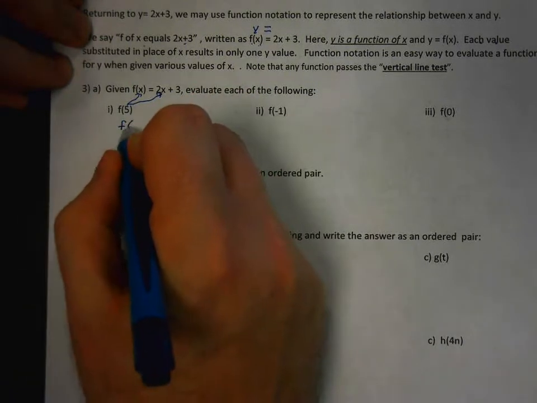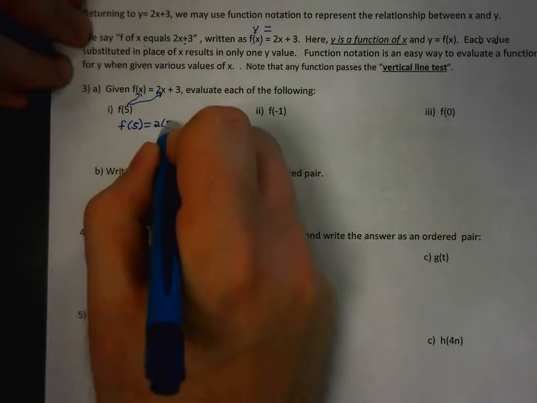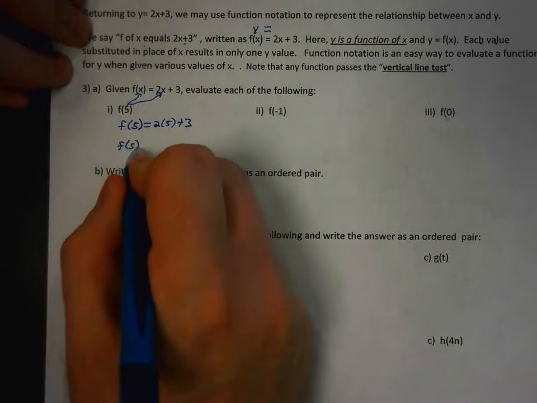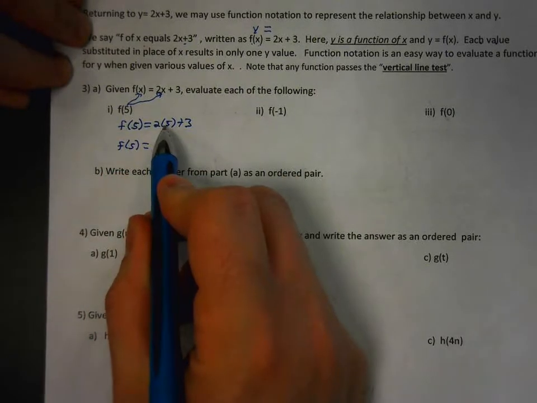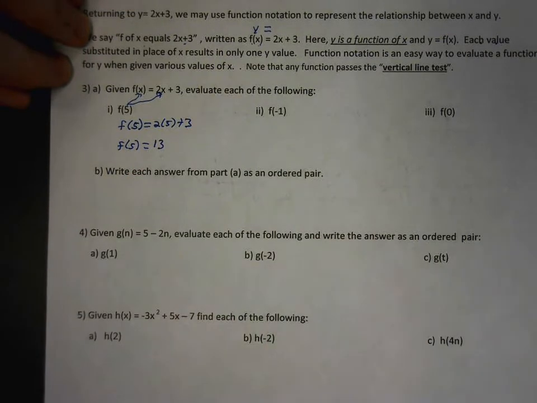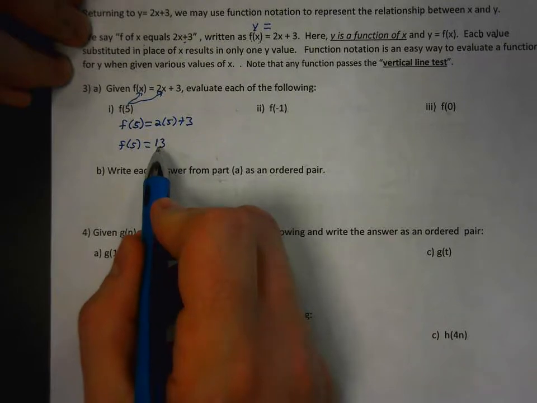So f of 5 equals 2 times 5 plus 3. So f of 5 equals, well, 2 times 5 is 10, add the 3 is 13. So when x equals 5, y equals 13.